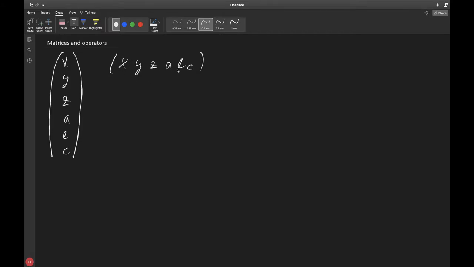So this is 1, 2, 3, 4, 5, 6. These are vectors which have 6 elements. But both of them are either in a column or in a row.